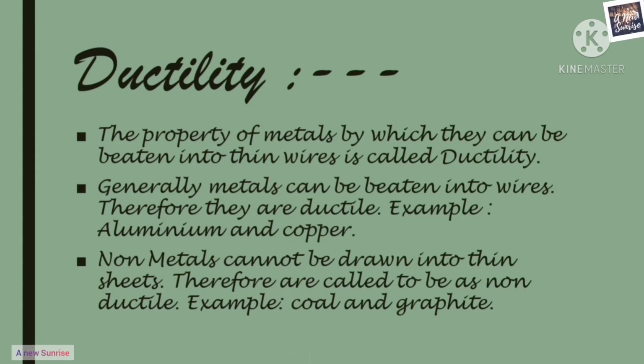Now, let us go towards the next topic, that is ductility. Ductility is also one of such characteristics of metals. The property of metals by which they can be drawn into thin wires is called ductility. Generally, metals can be drawn into thin wires. Therefore, they are called ductile. Example, aluminium and copper. Whereas non-metals cannot be called ductile because they cannot be drawn into thin wires. Examples are coal and graphite.